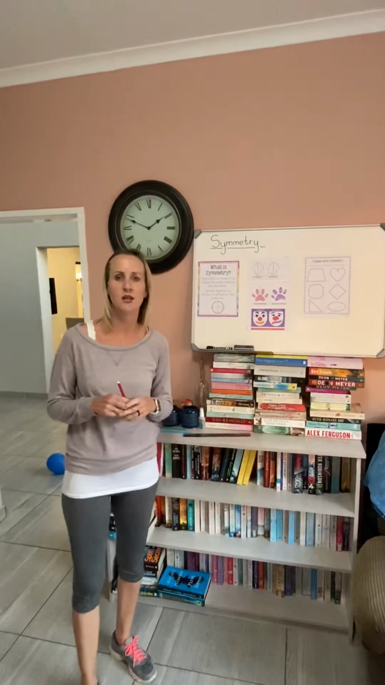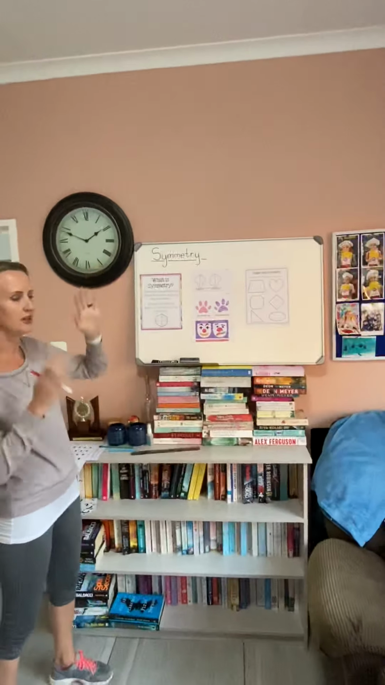Today we are going to be looking at symmetry. Now, symmetry is when you have a shape or an object, and if you had to cut it down the middle, it would be identical on both sides. So if something's symmetrical, it is equal on both sides.